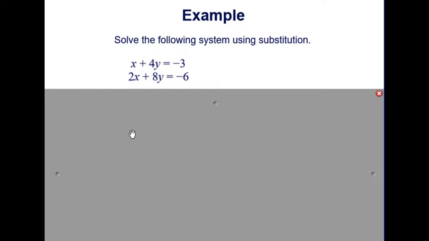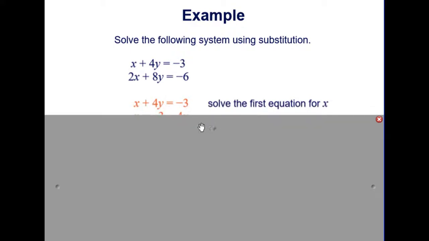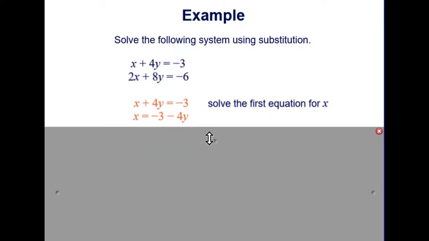Let's look at this example now and see what happens. Again, we're going to solve the following system trying to use substitution. So x plus 4y equals negative 3 and 2x plus 8y equals negative 6. Now looking at this, solving the first equation for x would be the easiest, fastest way to get a variable by itself. So we'll subtract 4y from both sides and get x equals negative 3 minus 4y.